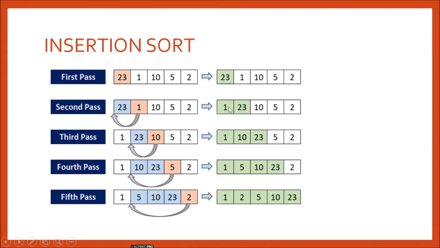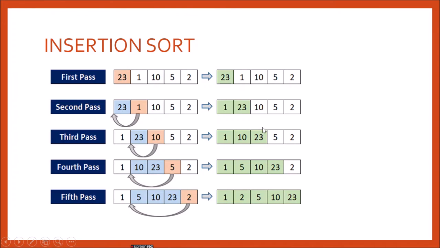Let us consider the simple example array of 23, 1, 10, 5 and 2. We imagine that we are creating a sorted subarray from left to right, one step at a time, for each iteration of the outer loop. In the first pass, 23 remains at 23. It is a sorted subarray of one element.